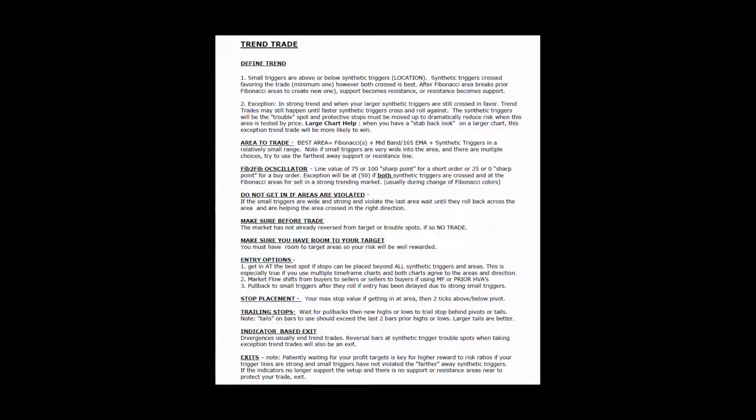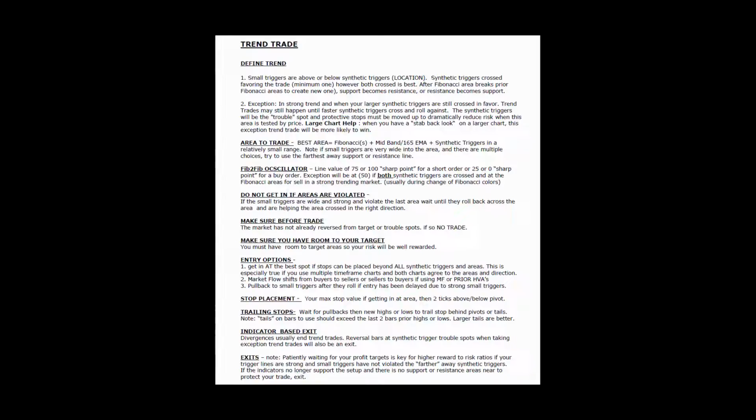We've defined our area where we want to trade with our Fibonacci support and our moving averages and our synthetic triggers. We've defined our fib to fib oscillator being at the 25 buy line, at least for a buy signal. Now, if the market violates these areas, we don't want to get in. We also, if we have a very strong move in our small triggers to get to that area, which we didn't, are going to delay the trade a little bit.